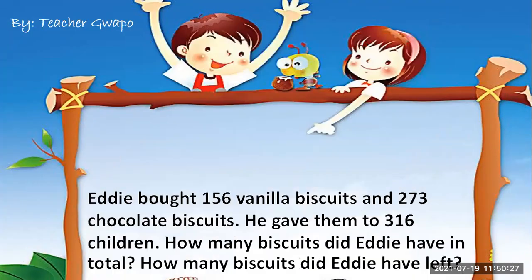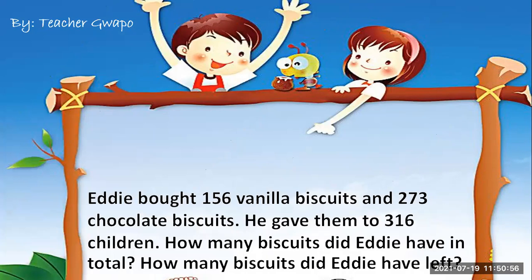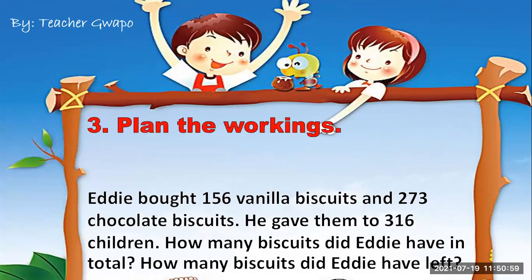So in step number 2, we will understand the problem, and then we will try to find out what we need to find out in here. So do you know the problem already? Have you understood the problem? So it says here, this is about the biscuits, vanilla biscuits and chocolate biscuits. And then he gave 316 biscuits to the children. Now in step number 3, we will plan the workings. Plus or minus, or all plus, or all minus. What are the workings that we are going to use here?